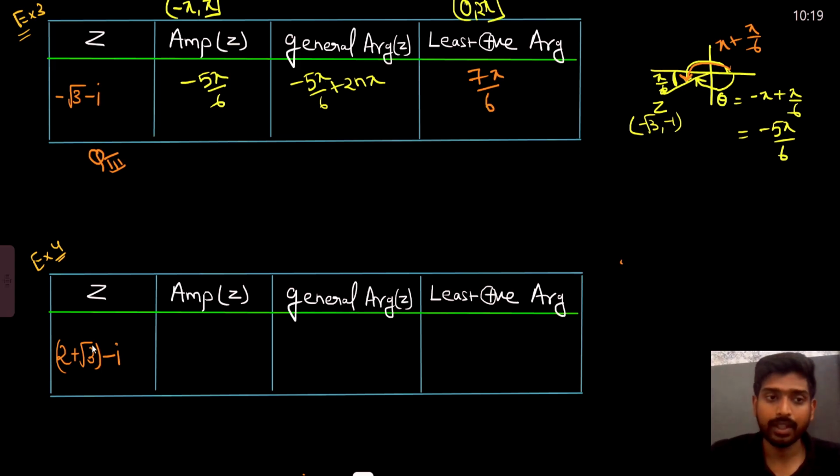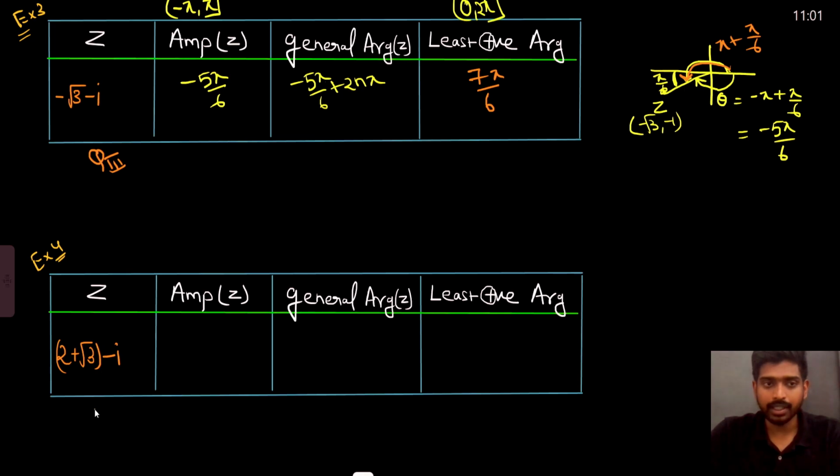Now next. Now come to example number 4. We'll see this complex number: 2 plus 3 root 3 is the real part, minus iota is the imaginary part. So if we plot this complex number in the Argand plane or complex plane, we will get this in quadrant 4, right? So here I'll plot. So I'll get this complex number here. Got it? What are the coordinates of this z? 2 plus root 3 comma minus 1.